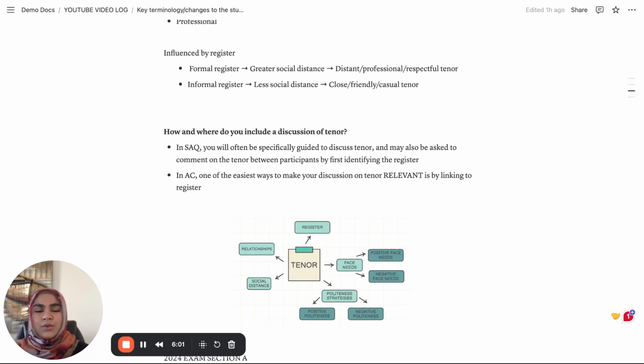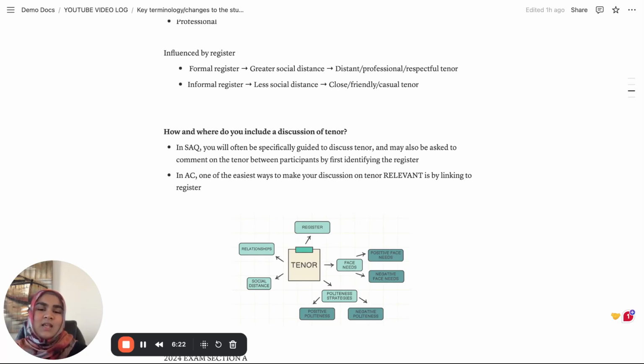So in SAQ, they're probably going to guide you. They're most probably going to guide you to discuss tenor. They'll probably ask you a question specifically about tenor, and they'll probably ask you to link it to something as well, whether that's register or positive or negative politeness, whether it's face needs. They'll ask you to link it to something and analyze it that way.